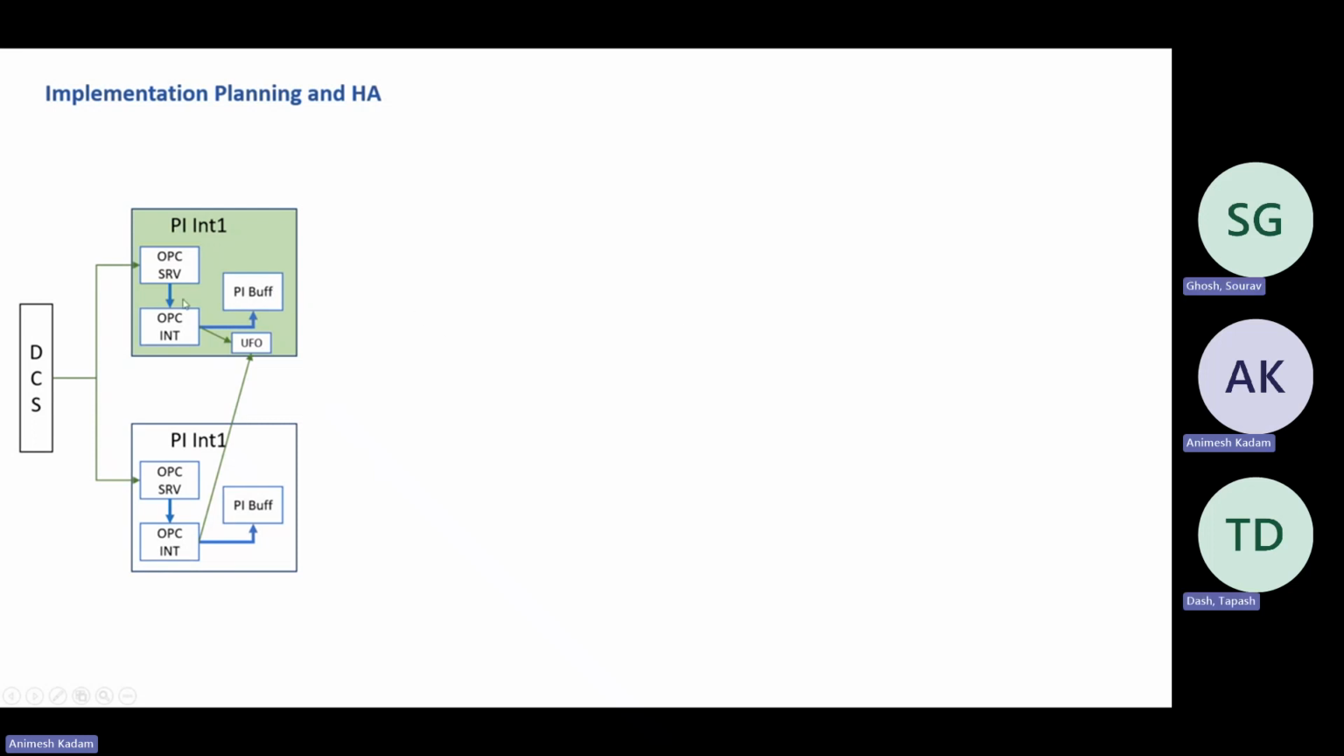Suppose interface 1 is running and 2 is stopped, like it is standby. This buffer doesn't have any data, it won't store any data at that time. The time interface 1 goes down, this one will start collecting data and sending to the buffer, and then the buffer will send data to the PI system immediately. Understood. So in this type of configuration, when one OPC interface is active and running, the other OPC interface is just sitting idle.